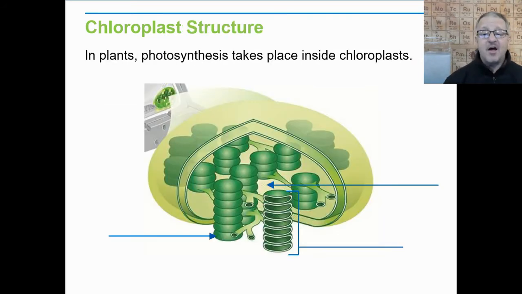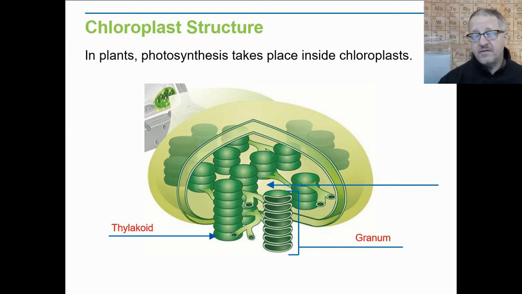In plants and other photosynthetic eukaryotes, photosynthesis takes place inside of organelles called chloroplasts. Now, chloroplasts contain an abundance of these sac-like photosynthetic membranes called thylakoids. You see them there on the screen. Thylakoids are interconnected and they're arranged in stacks known as grana. Actually, the singular form is granum, and the plural form is grana.